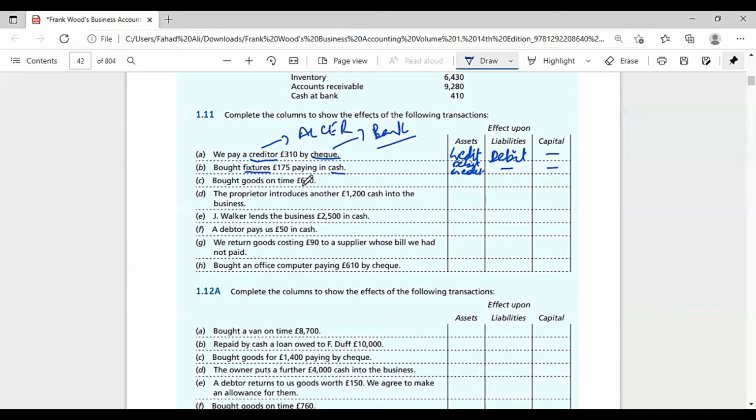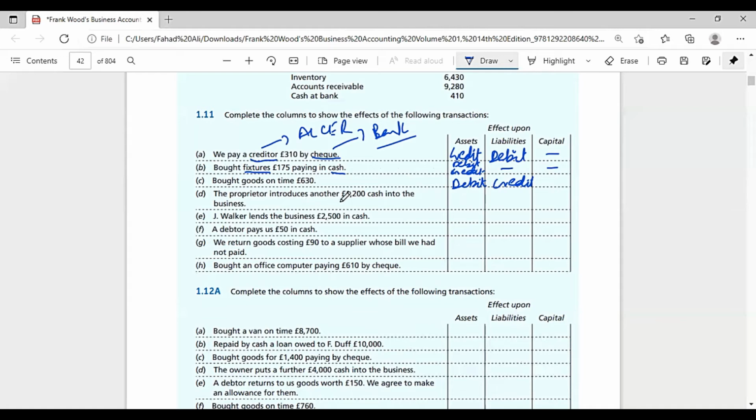Bought goods on time. One is purchases, another is credited. We bought goods on time means we bought goods on credit. One is purchases. But sir, how do we know if it's cash or bank? Because it just says the pound 630. It is saying on time. On time is on credit. Okay, so liability. Yes, it's a liability, so it will be credit. And purchases is debited.